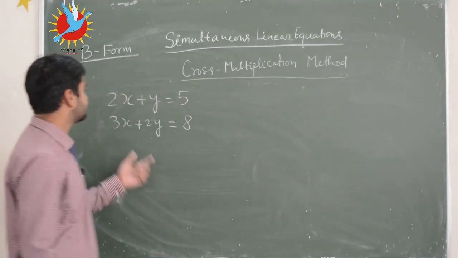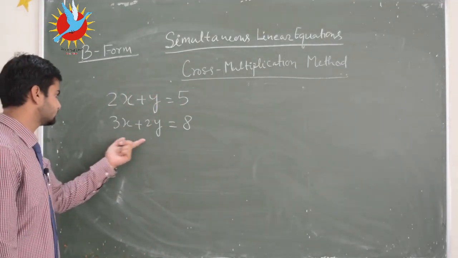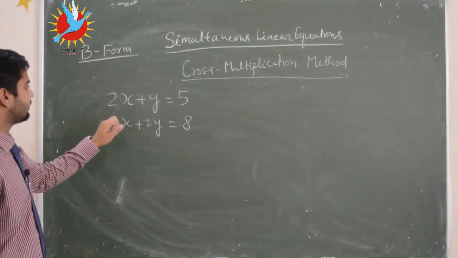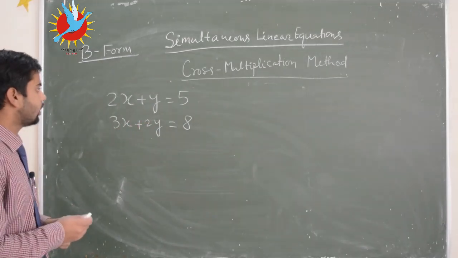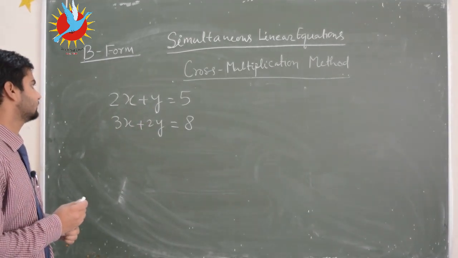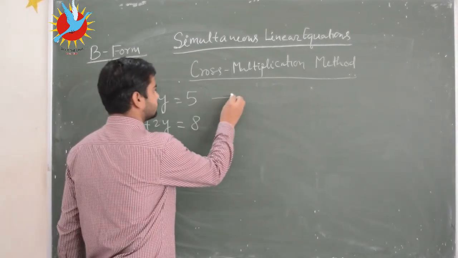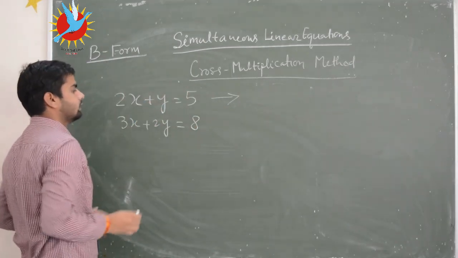So here we have two equations. Equation 1 is 2x plus y equal to 5, and equation 2 is 3x plus 2y equal to 8. Suppose we want to calculate the values of x and y by this cross multiplication method. So how will it be solved by this method? First of all, write these equations in our standard form.